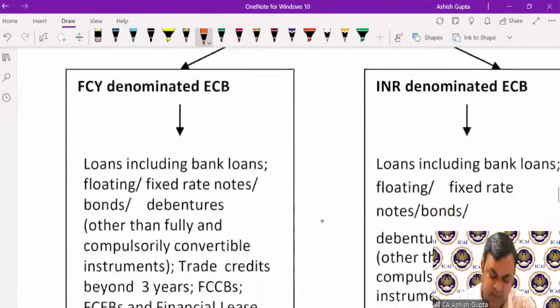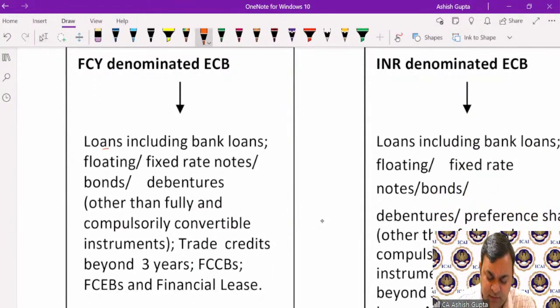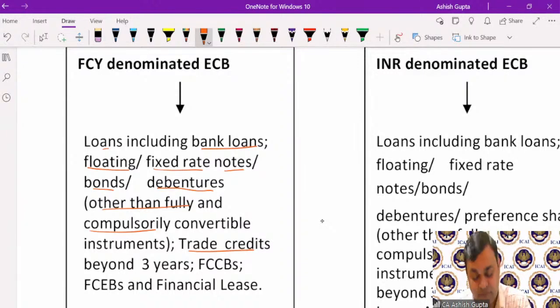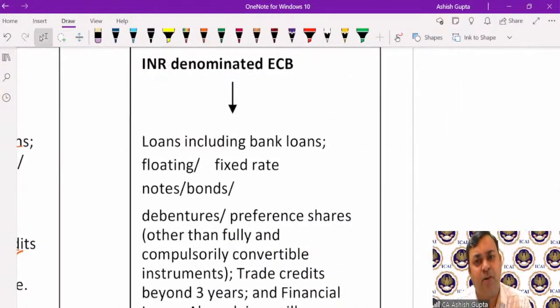So FCY denominated ECB: loans, including bank loans, whether fixed or floating rate notes, bond, debenture, other than fully and compulsory convertible instrument, or they will provide in the form of trade credits beyond 3 years, FCCBs, FCEBs, foreign currency convertible bond, foreign currency exchangeable bond, and financial lease, right? So you need to check in which format you are going to take that amount.